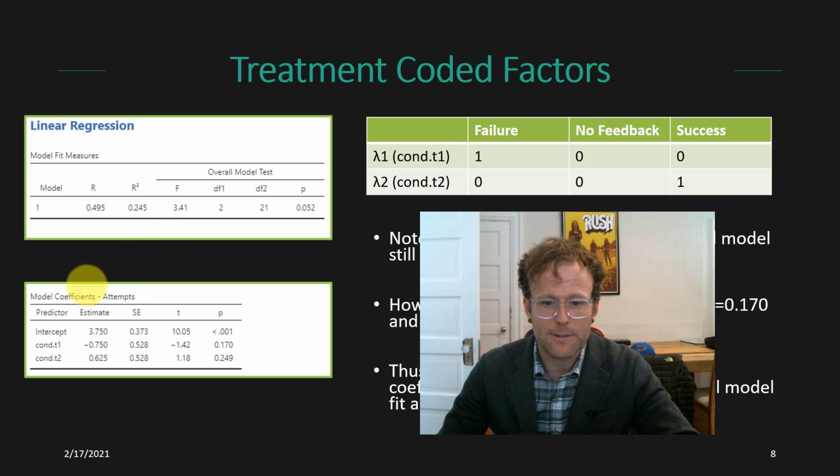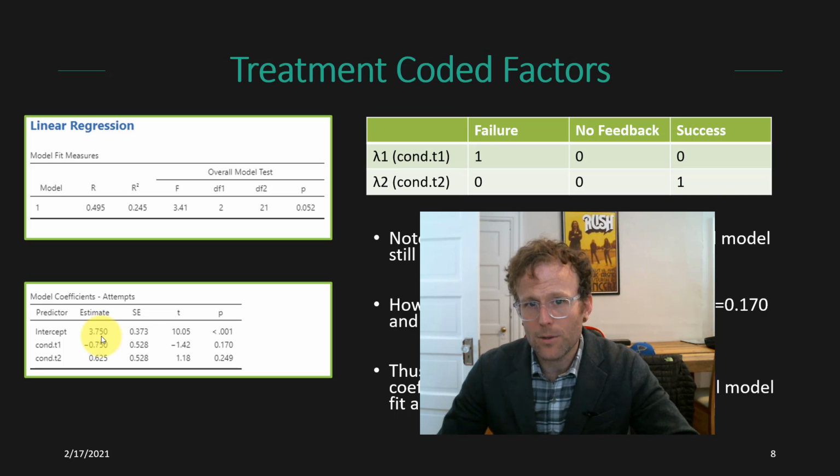Where it does make a difference, though, is in these estimates. Right, so we can start with the intercept, and we can see that it's a little bit different. Now it's 3.75. And again, right, the definition of the intercept is always the predicted value of y when x is 0. When we had contrast coded our factors, the predicted value of y when x is 0 meant on average across our different groups.